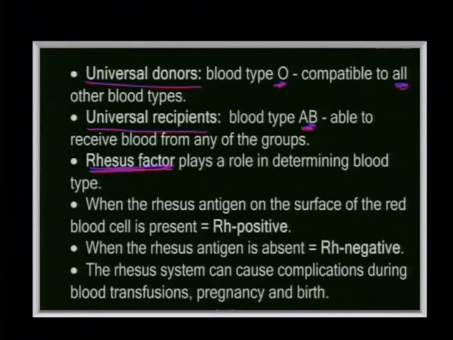So, when the rhesus antigen is on the surface of the red blood cell and it's present, then you are Rh positive. The Rh is for rhesus. When the rhesus antigen is absent, then you are rhesus negative. It's as simple as that. So the rhesus system can cause complications during blood transfusions, pregnancies, and birth. Why? Because if, for example, a woman is carrying a baby, and that baby has a different rhesus factor to hers, her blood is going to make antibodies against the baby. And that is what the problem is.